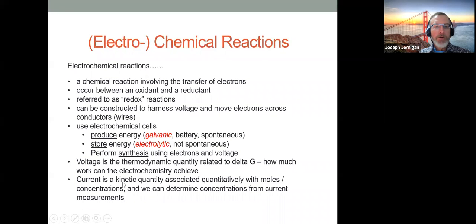Okay. Current is a kinetic quantity. Voltage is thermodynamic, is stored energy. Current is kinetic, okay? Kinetics versus thermodynamics all over again, and it's all embodied within electrochemical processes. Current can quantitatively help you determine moles of substances. We will see that in a few slides. You can use current measurements to quantify material quantities, okay?